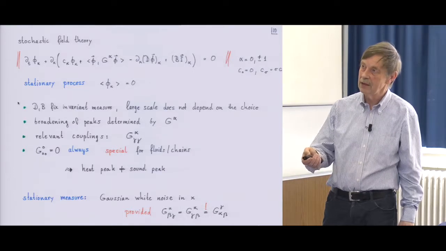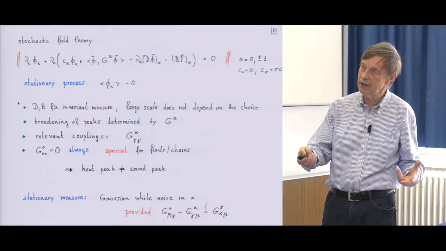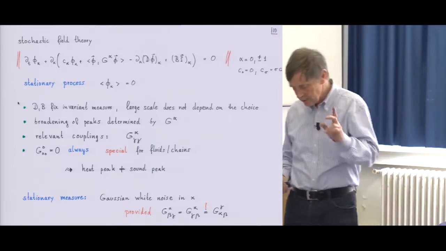The relevant couplings are, of course, for the component alpha, but G is a Hessian. So G is a 3x3 matrix, and it's only the diagonal elements which really are important. So that's one important thing.